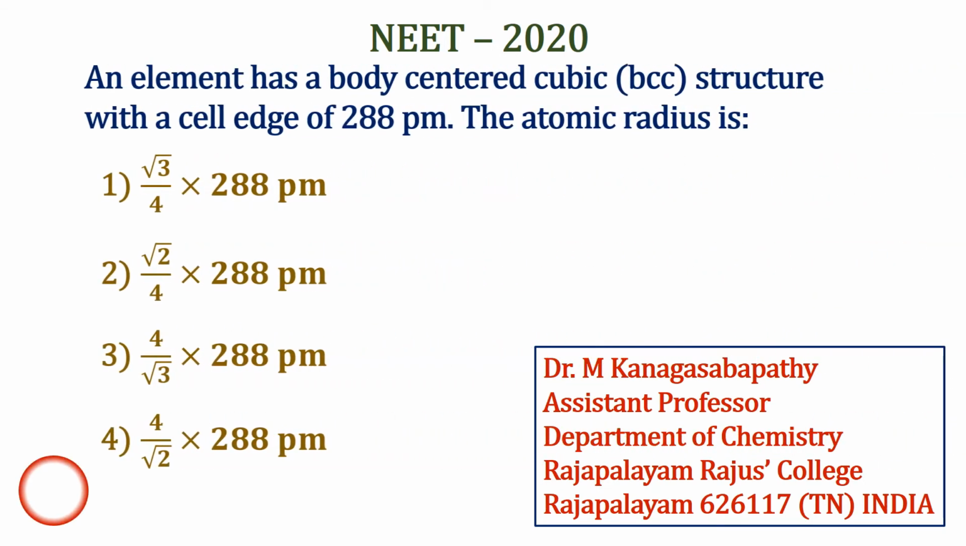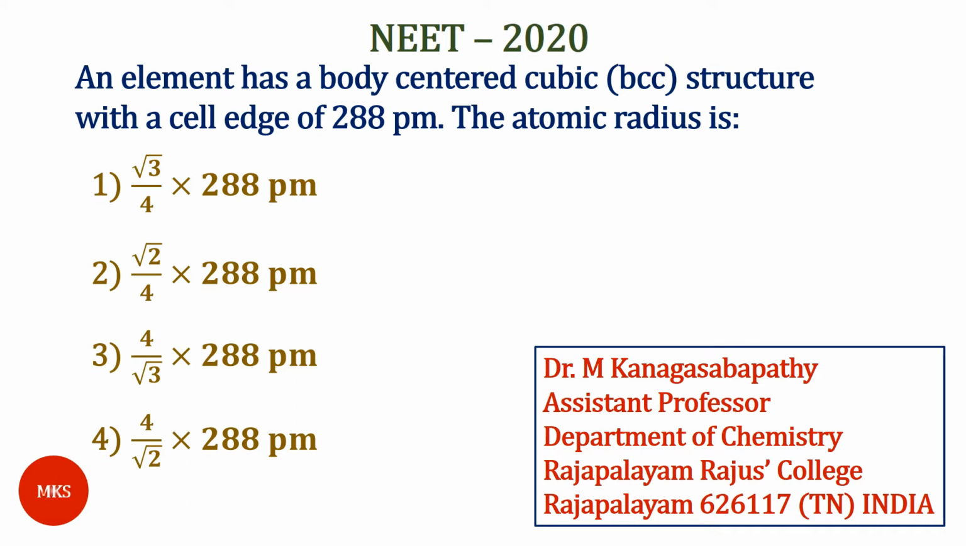This is a NEET 2020 exam question from solid state chemistry. The question is, an element has a body-centered cubic BCC structure with a cell edge of 288 pm, means picometer, that is 10 to the power minus 12 meter. You are asked to find the atomic radius of the atom. 4 choices are given.